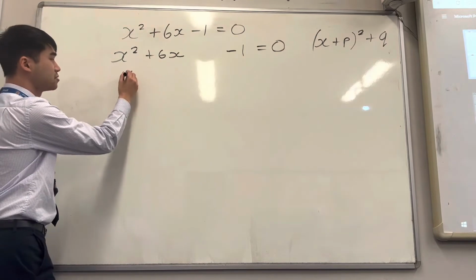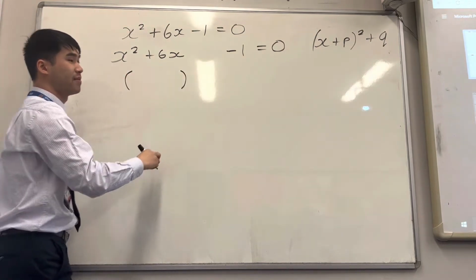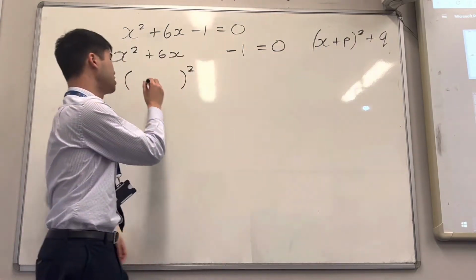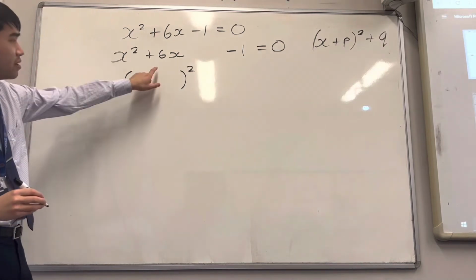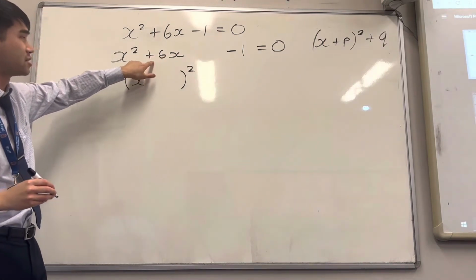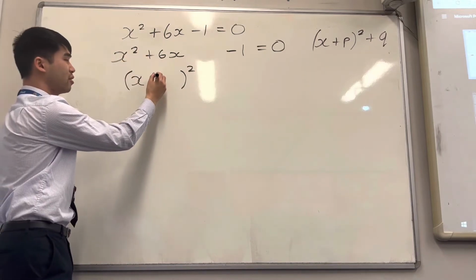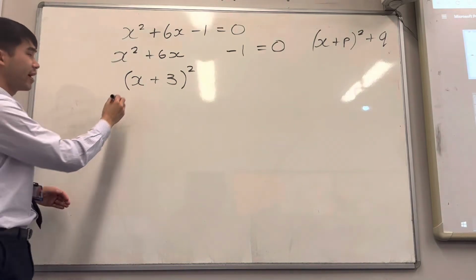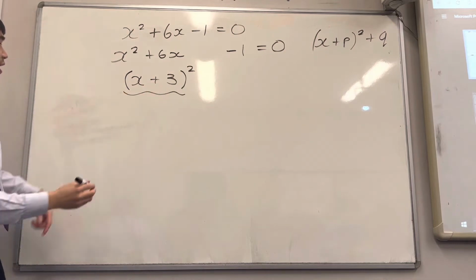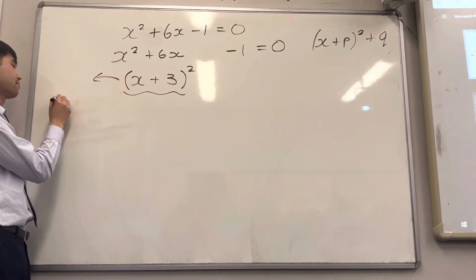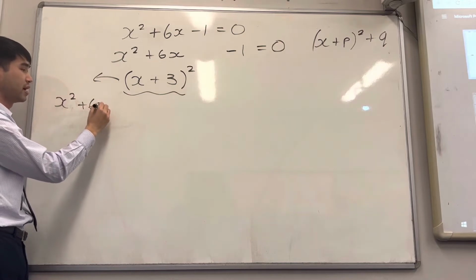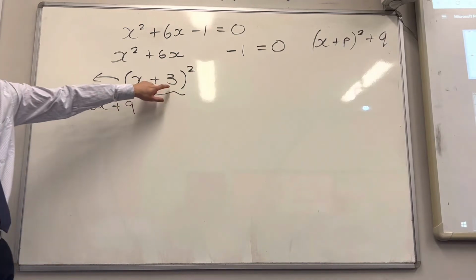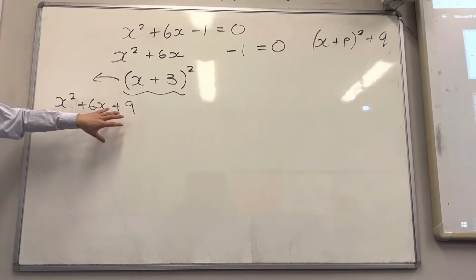So I'm going to open my brackets, and I'm going to have my squared still there. My x is still there. And to make this 6x, I'm going to halve this 6. So half of 6, I'm going to put down plus 3 here. Okay. Now, if I expand this, x plus 3, I'm going to get x squared plus 6x plus 3 times 3, which is 9. So if I expand this, I'm going to get x squared plus 6x plus 9.